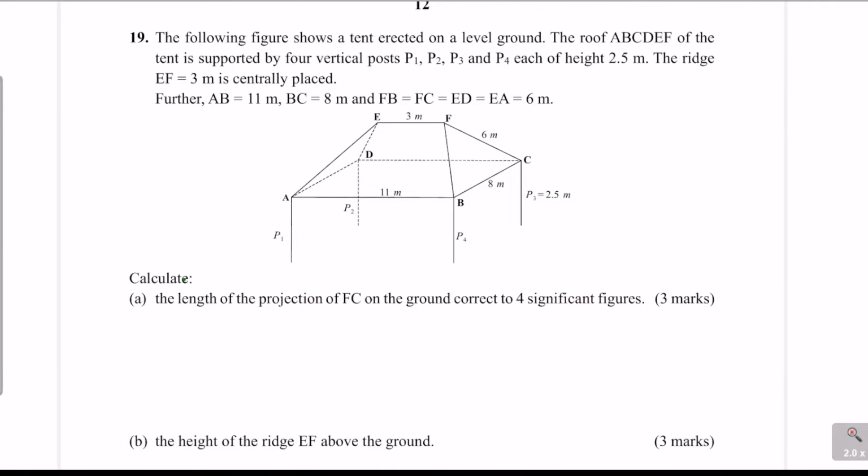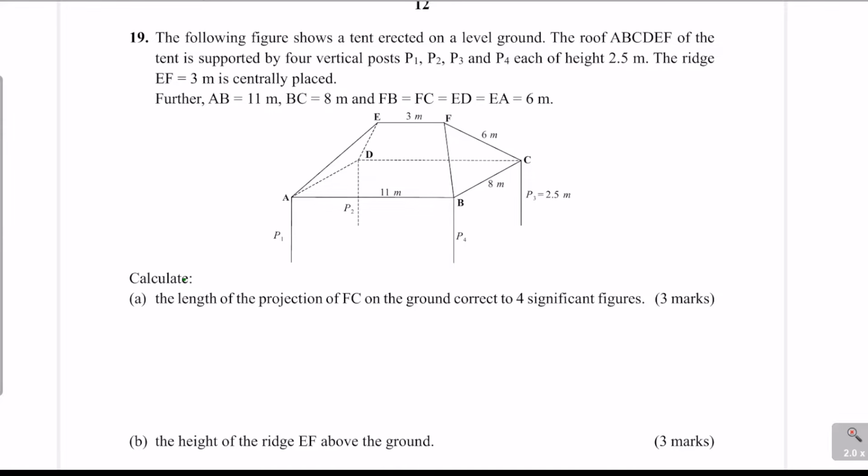The following figure shows a tent erected on a level ground. The roof ABCDEF of the tent is supported by 4 vertical posts, P1, P2, P3, and P4, each of height 2.5 meters. The ridge EF is equal to 3 meters, and is centrally placed. Further, AB is equal to 11 meters, BC is equal to 8 meters, and FB is equal to FC is equal to ED is equal to EA is equal to 6 meters.